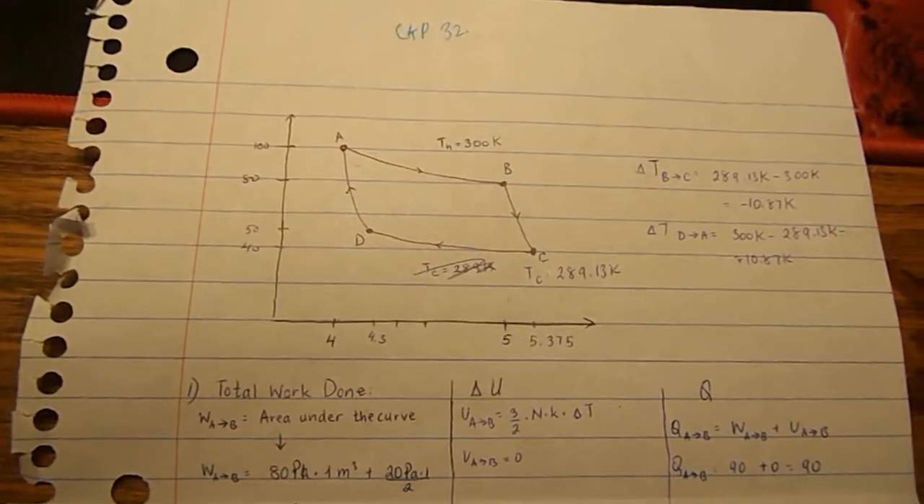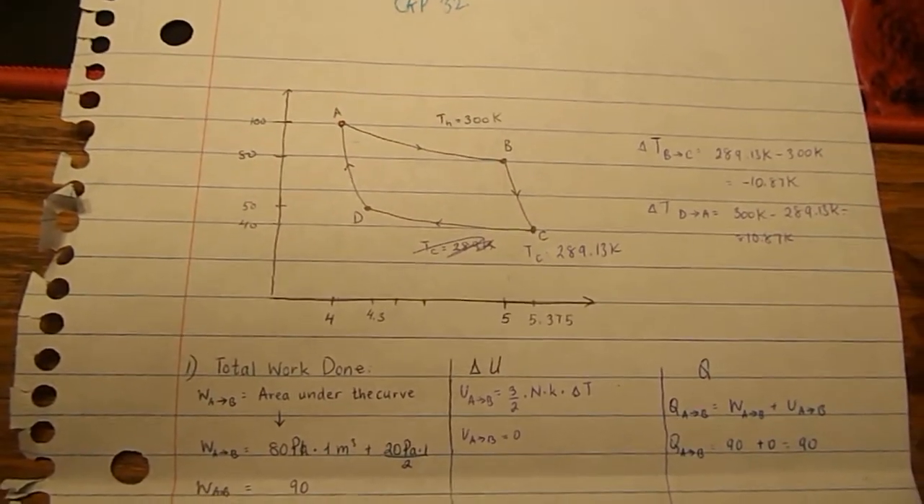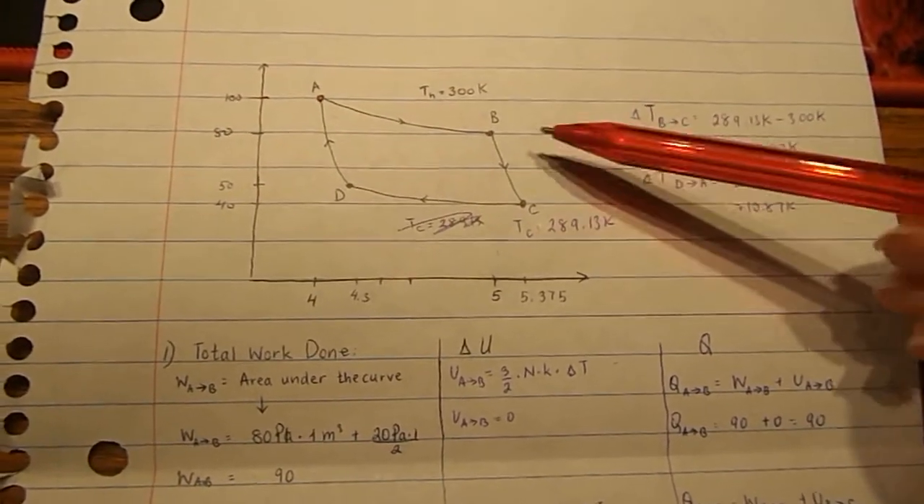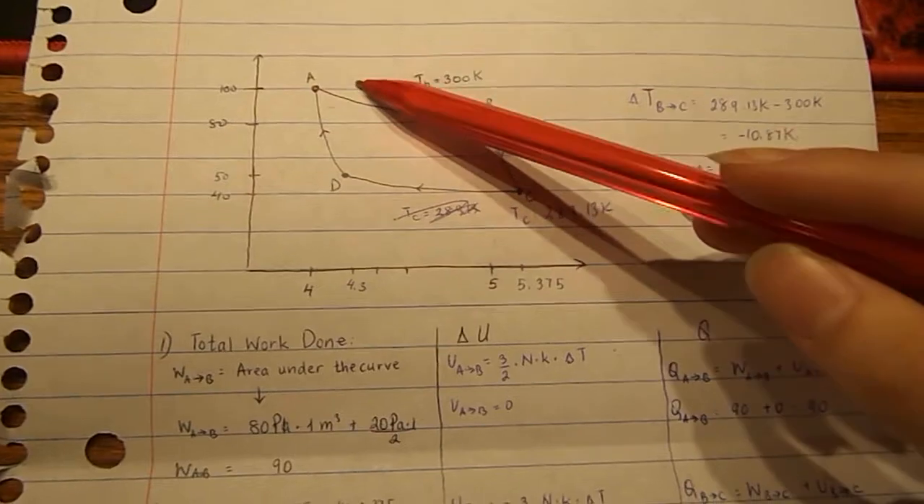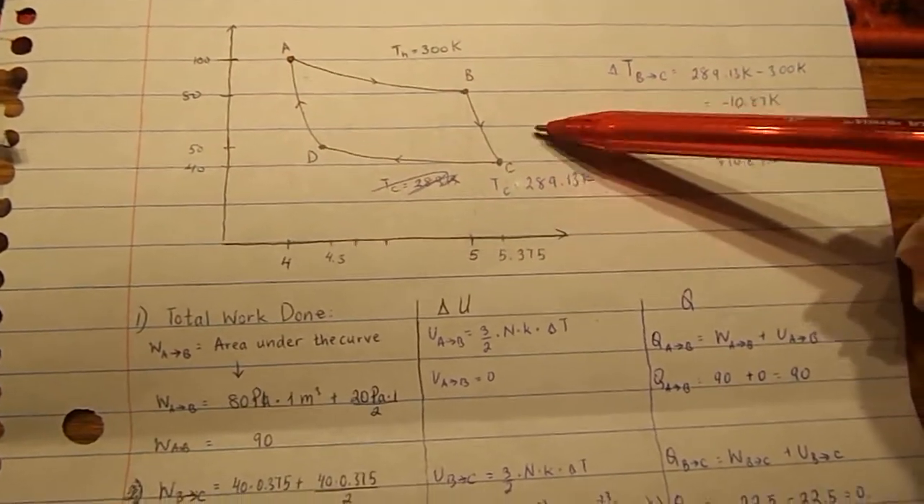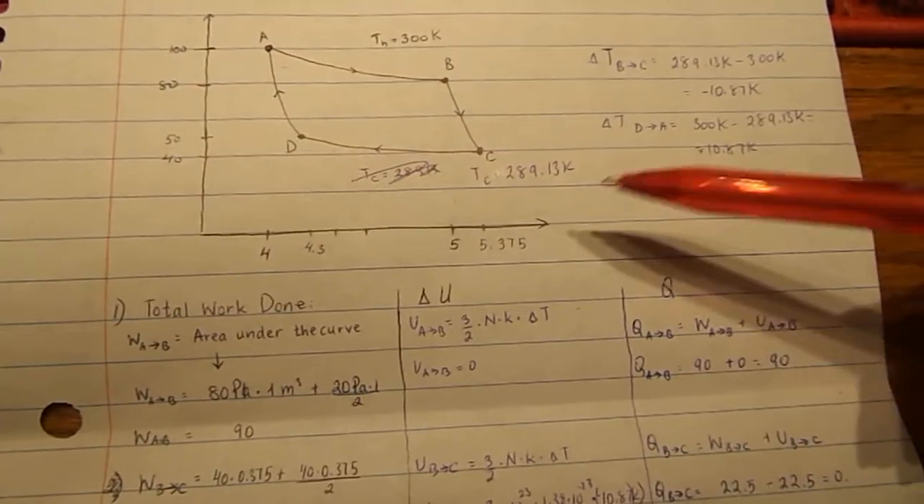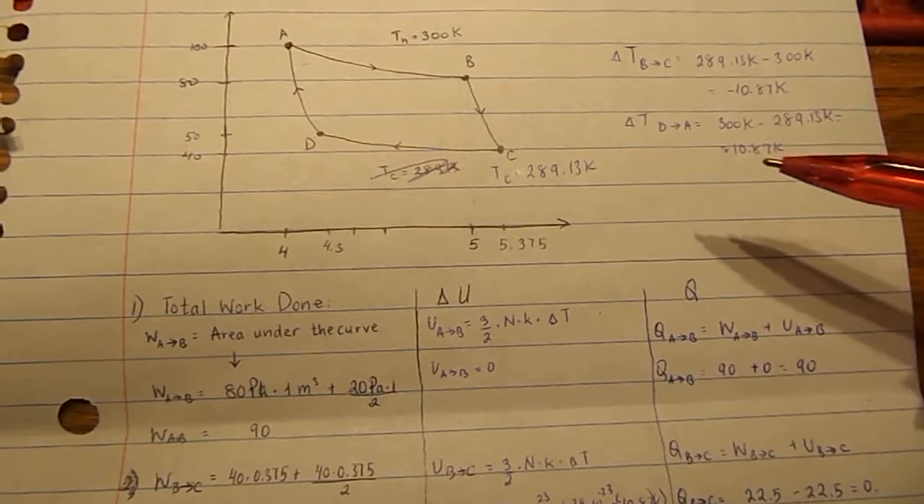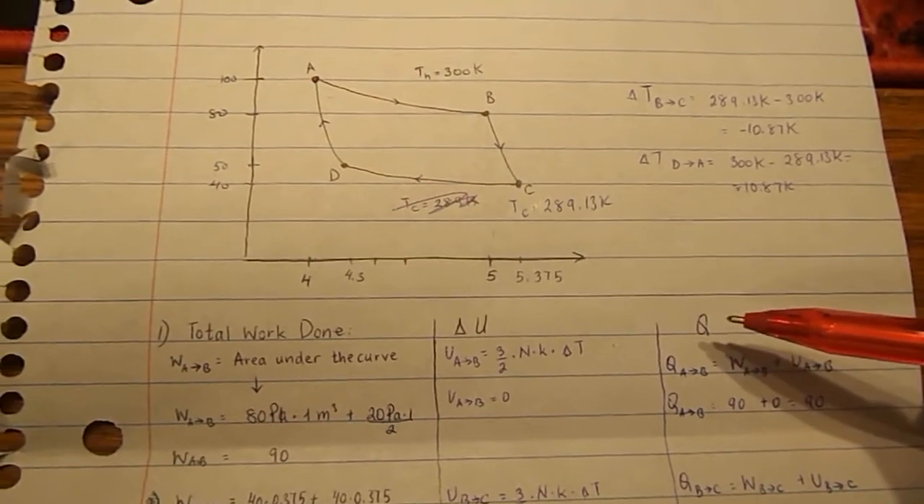So this is cap 32, and it's about the Carnot cycle. We need to find the work done in each step. So for example, from A to B, what is the work done? From B to C, C to D, and D to A. And then we need to find the change in internal energy and the overall heat added to the system.